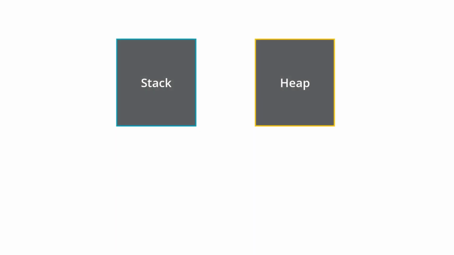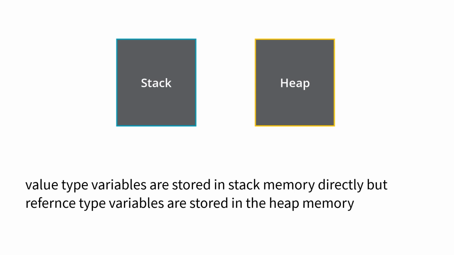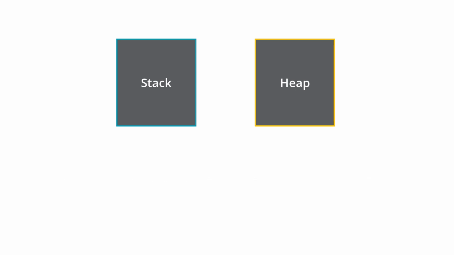Memory is divided into two parts: stack and heap. Value type variables are stored in stack memory directly, but reference type variables are stored in the heap memory. As we will explain in more detail, our access to stack memory is direct, but heap memory is indirect and intermediary.